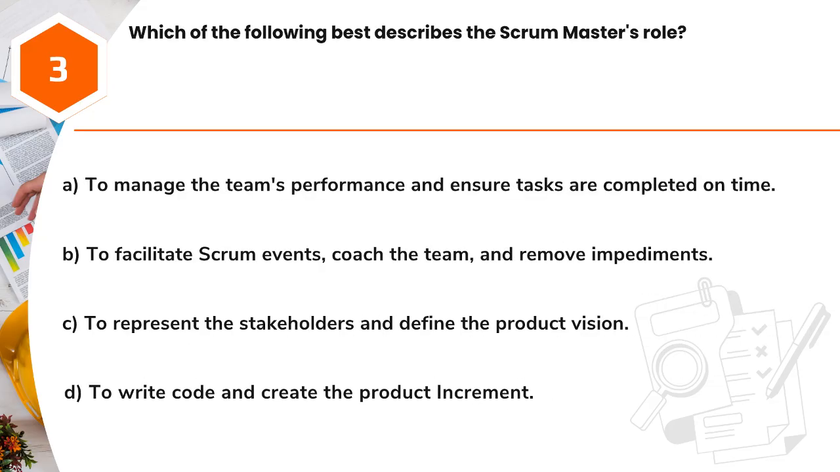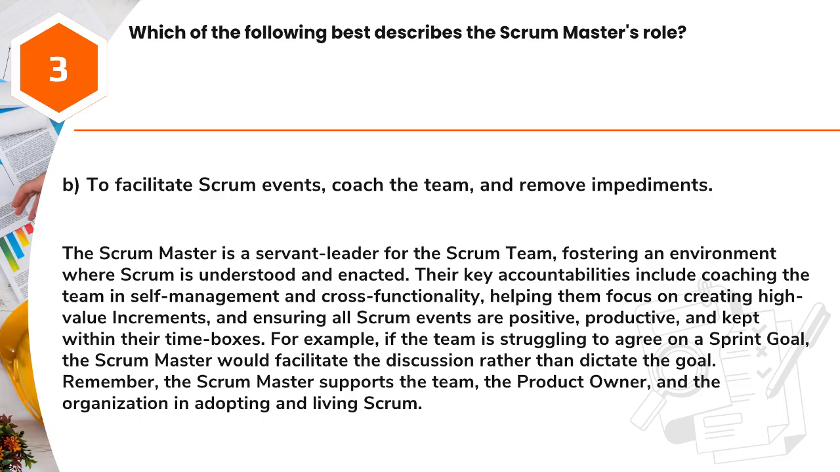Question 3. Which of the following best describes the Scrum Master's role? A. To manage the team's performance and ensure tasks are completed on time. B. To facilitate Scrum events, coach the team, and remove impediments. C. To represent the stakeholders and define the product vision. D. To write code and create the product increment. Answer: B. To facilitate Scrum events, coach the team, and remove impediments.